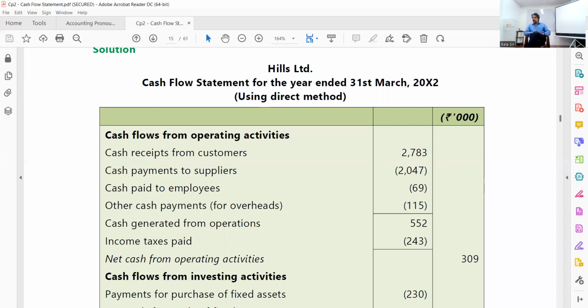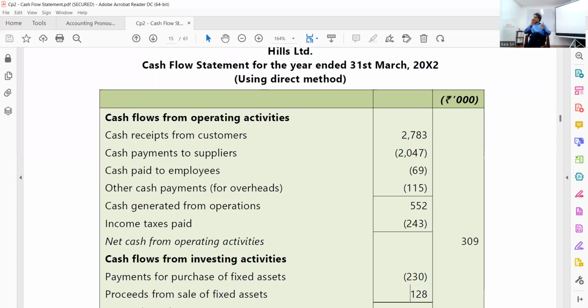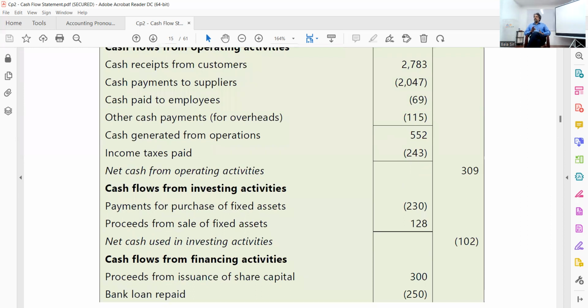Then you subtract income tax. Understood? So income tax payment, how much? 243. That's it. And net amount, how much again? Net cash from operating activities, 309, shown in the outer column. Only the outer column, 309. And if it is negative, what? Net cash used in operating activity.